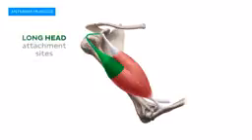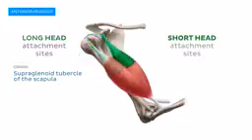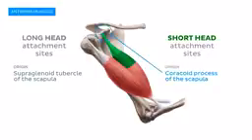In the case of the long head, you can see it is originating right here from what's known as the supraglenoid tubercle of the scapula. In regards to the short head, you see that the origin point is located right here on this distinct looking projection of bone, which is known as the coracoid process of the scapula.